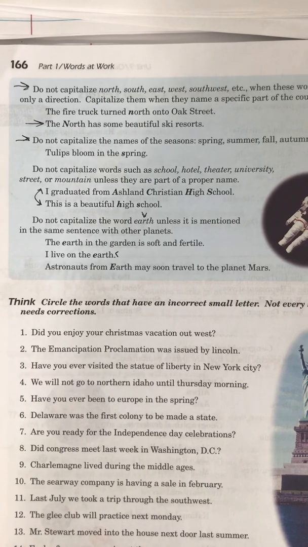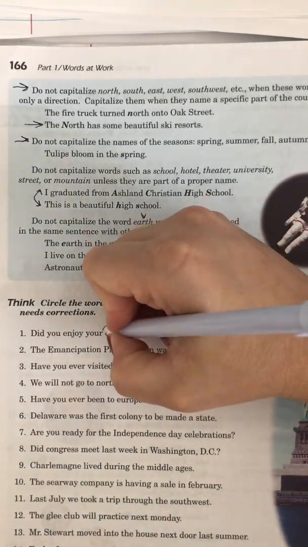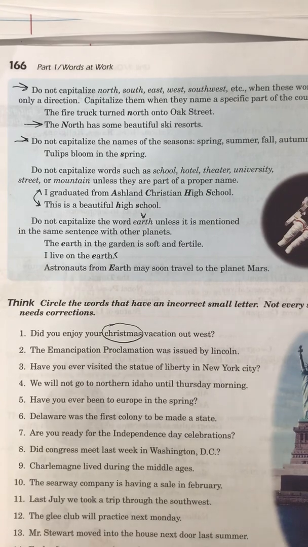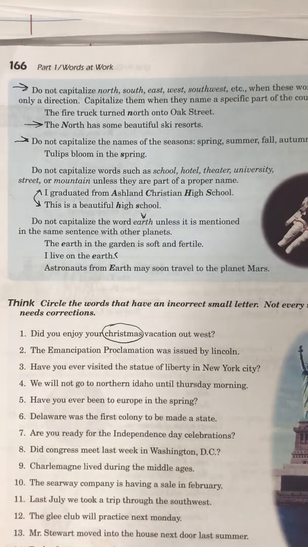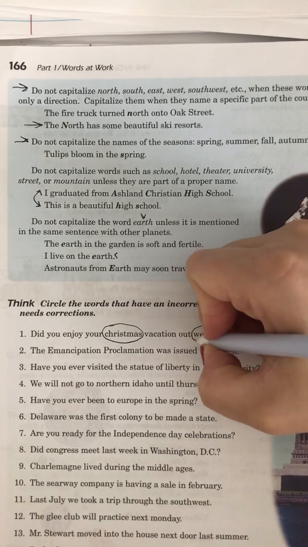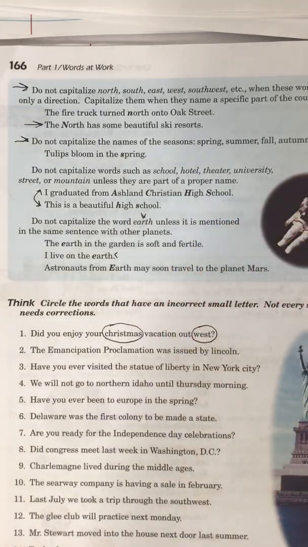So let's just do number 1. For example, did you enjoy your Christmas vacation out west? So Christmas, our holiday, that should be capital. And also west, because normally we would not capitalize west. However, because it's talking about the entire region, in this case, we would capitalize it. So, some are already capitalized, so you don't need to circle those, only the ones that need to be, from numbers 2 through 15.